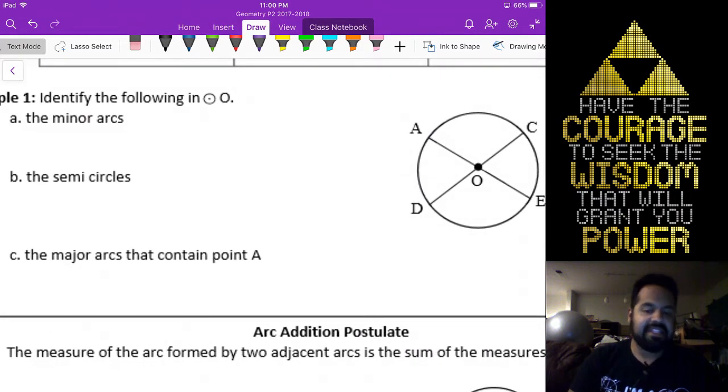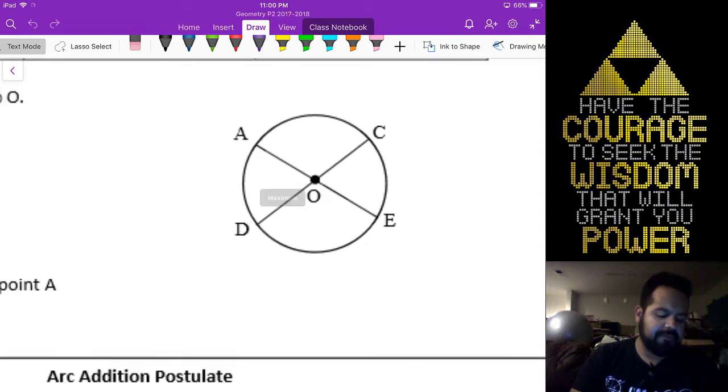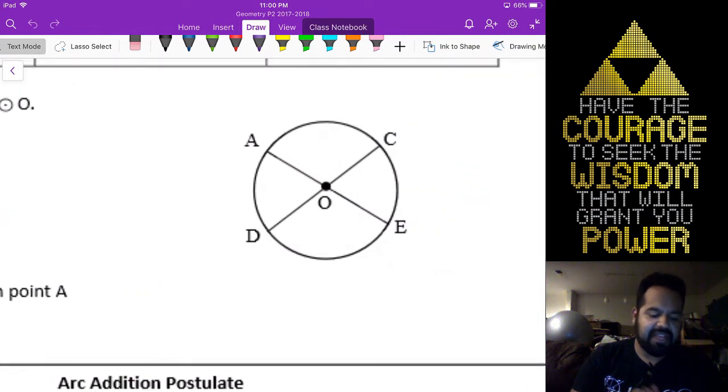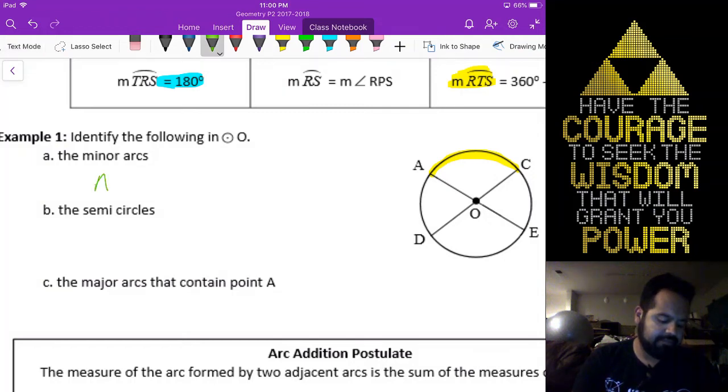So first off here, we're going to identify the minor arcs. Now, I always tell you don't assume things, but there are some things here that are going to be a little more obvious than usual. So any combination of those two letters on the arcs, like let's say AC, that's less than a half circle, so that qualifies as a minor arc. So we could say AC, and I can put an arc symbol above. I could say CE, I could say ED, or I can say AD.